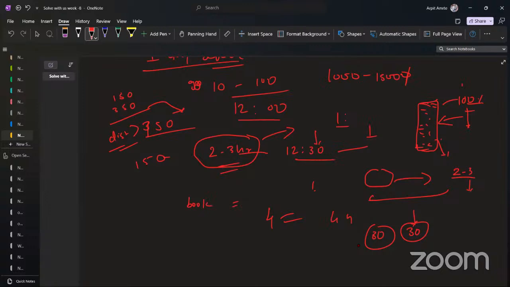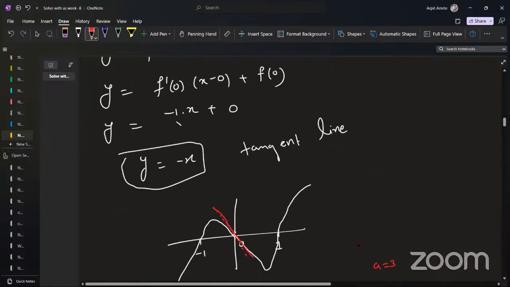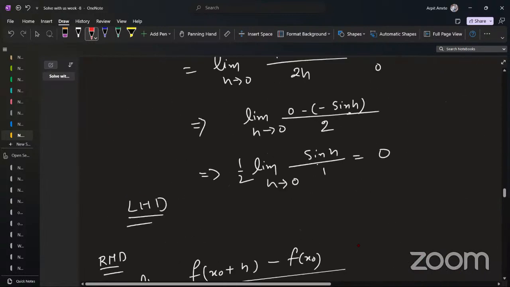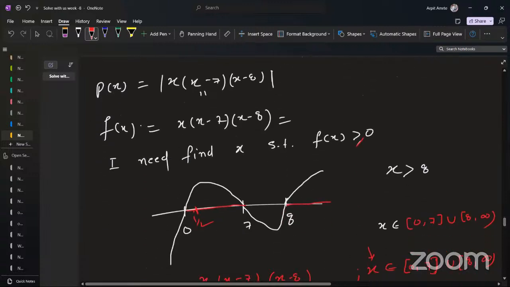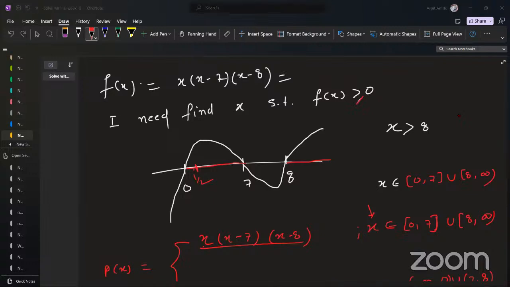Thank you, sir. PDF for what? I did not write anything here. You want this model paper, the Solve With Us paper? Okay, I have shared that Solve With Us PDF with everyone.